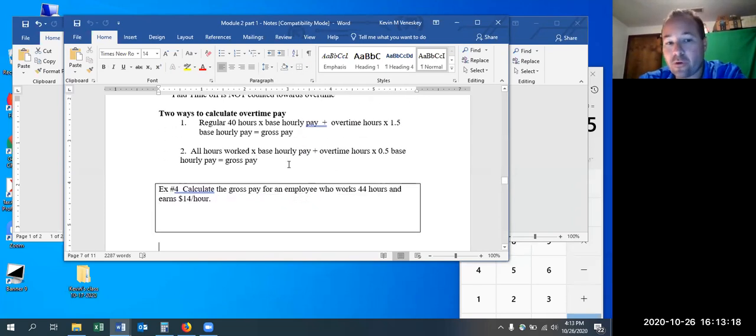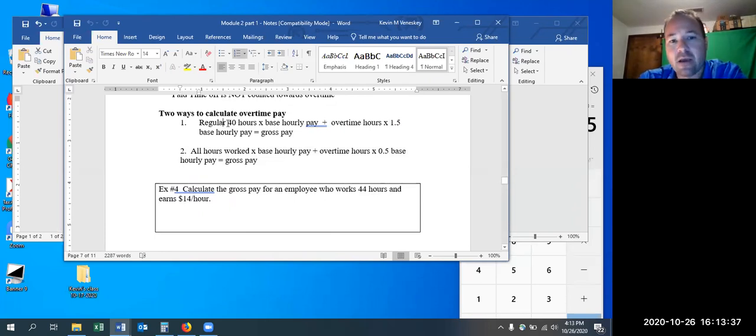How you can calculate overtime. Basically, these two methods are going to come up with the same answer. You just have to decide which method works best in your mind, that you can calculate it the easiest. What makes the most sense to you? I'm going to show it both ways, and then you decide.